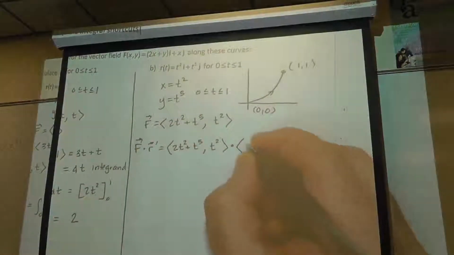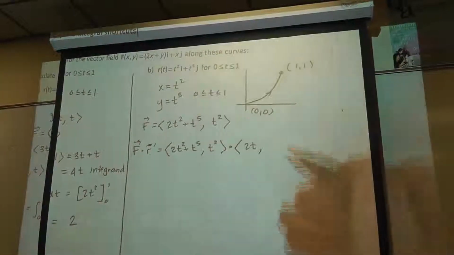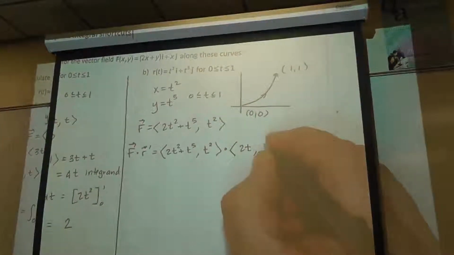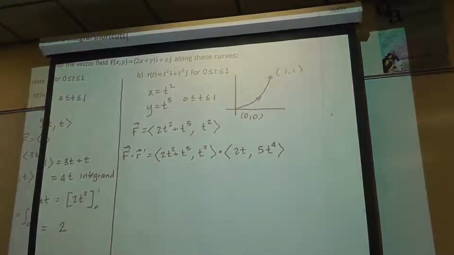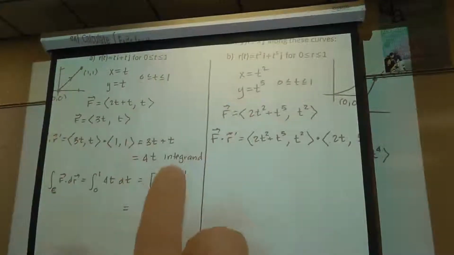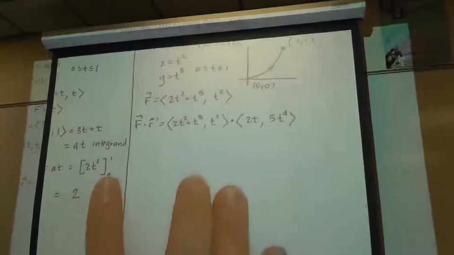Your i component should become 2t from the derivative of t squared, and then the j component should be 5t to the 4th. You're just doing the power rule on each one of those. So this dot product, just like this one over here, becomes your integrand that you actually put in the integral before you evaluate.